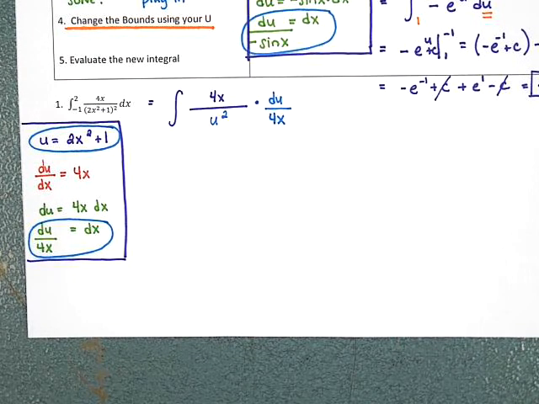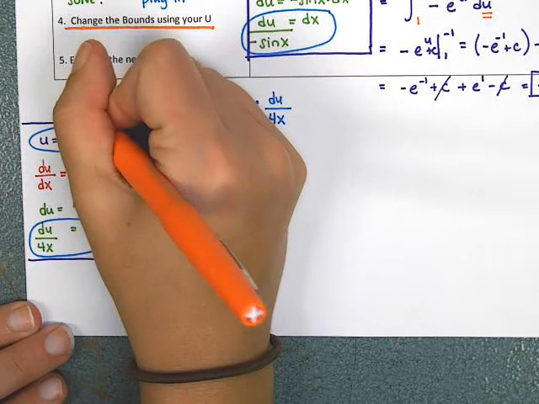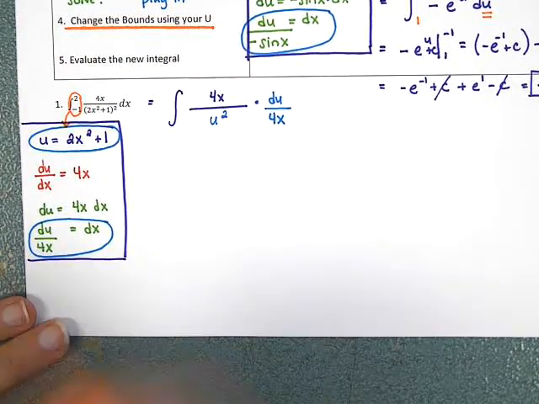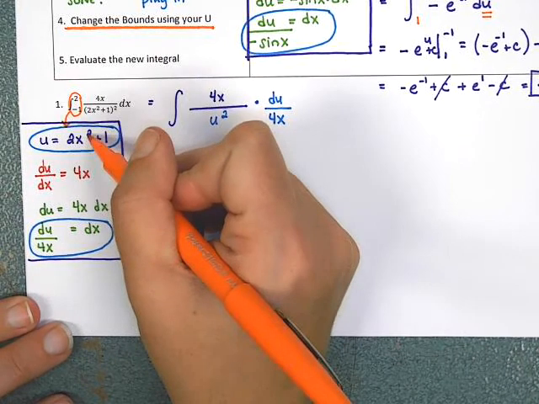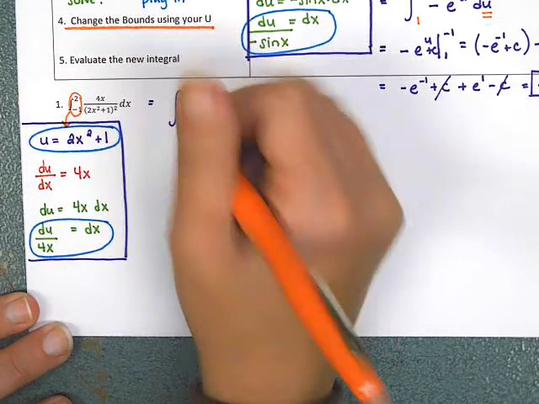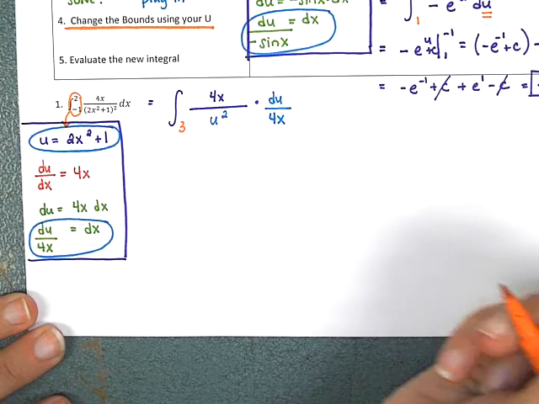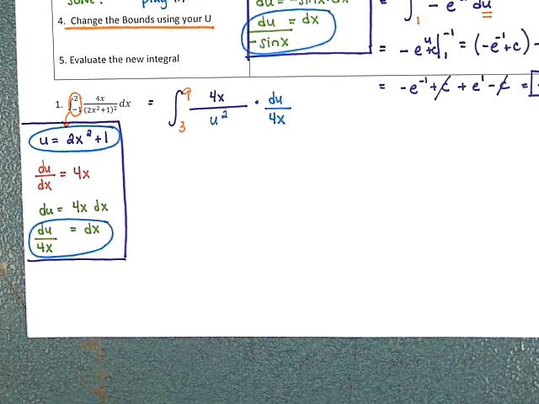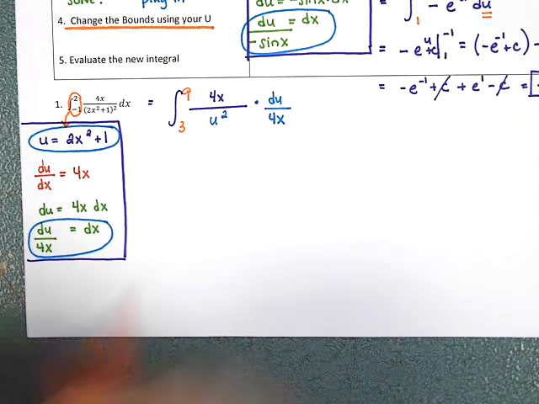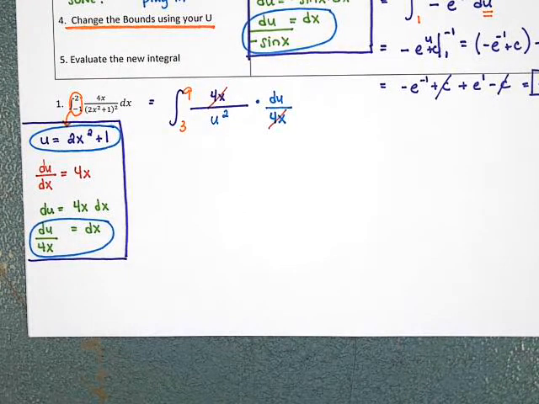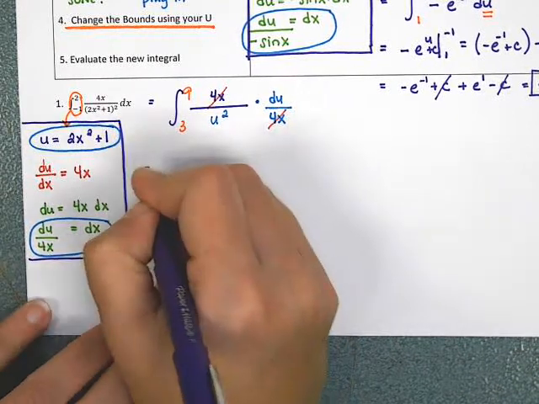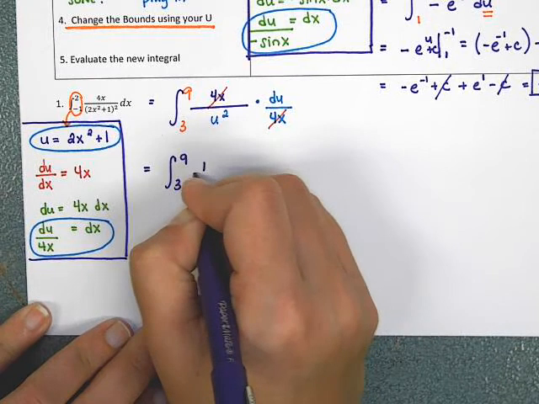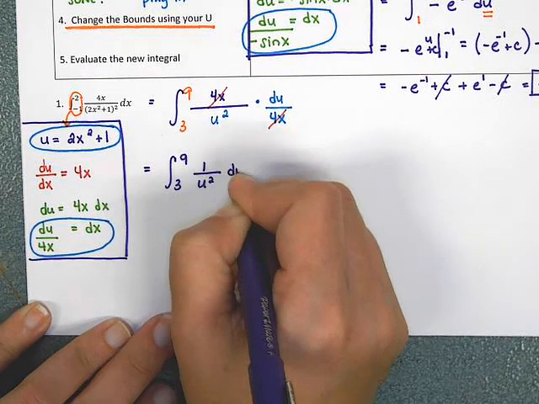Now right away I'm going to change the bounds, and to do that I'm going to take both of these numbers and plug them into here so I can get my u values. If I plug in negative 1, squared is 1, times 2 is 2, plus 1 is 3. If I plug in positive 2, I get 9. Now something should cancel, so the 4x's cancel, which means my new integral is just the integral from 3 to 9 of 1 over u squared du.